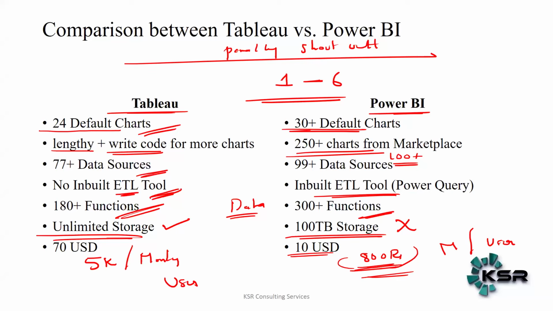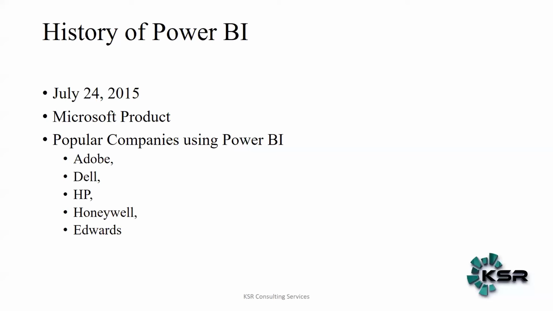Okay, now this is a second proof. The first proof is Gartner. The second proof is the trend, the Google Trends. The third proof is comparing Tableau and Power BI. Now the fourth one is July 24th, 2015, which is Power BI's birthday. And this year, it is almost 9 years old.